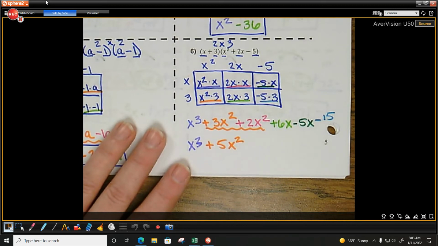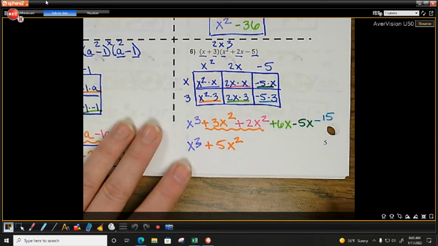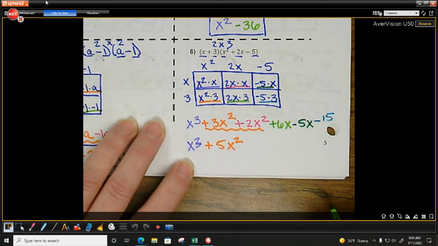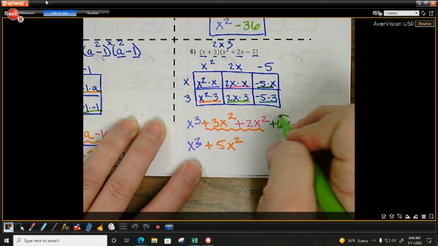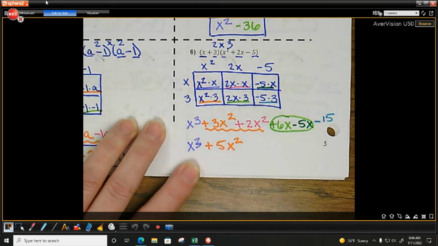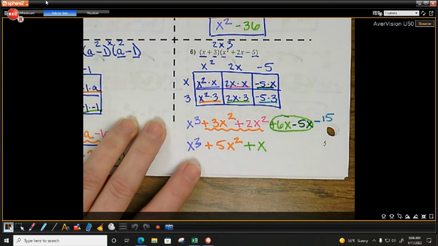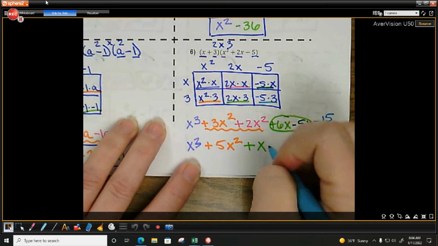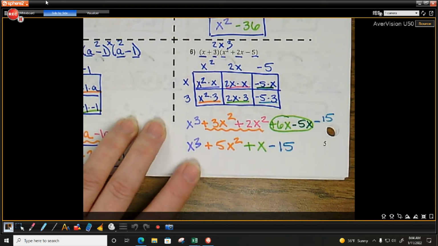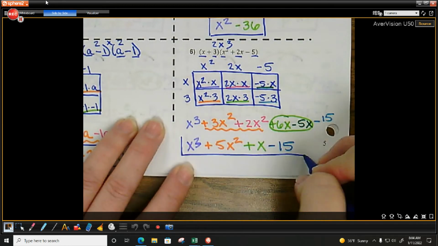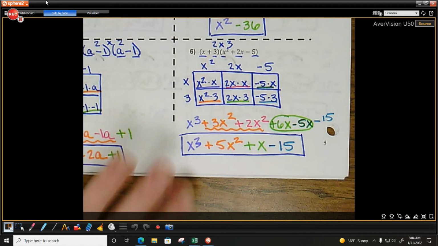Do I have more like terms? So what's positive 6x's minus 5x's? And do I need to put the 1? No, I'm just going to put plus x. And then do I have a like term with my constant? No, negative 15. Good?